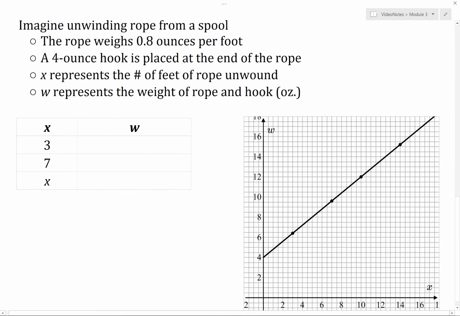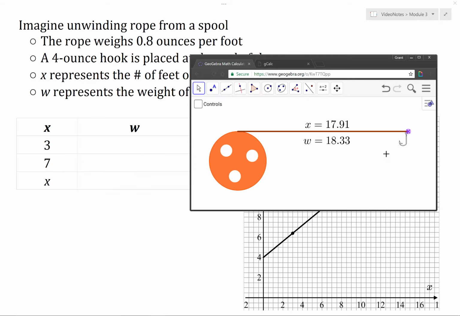So let's recall the following context. Let's imagine unwinding rope from a spool. The rope weighs 0.8 ounces per foot. And we'll imagine placing a 4-ounce hook at the end of the rope. So I have this shown here. We can vary the amount of rope that is unwound from the spool. We have a 4-ounce hook at the end of the rope.